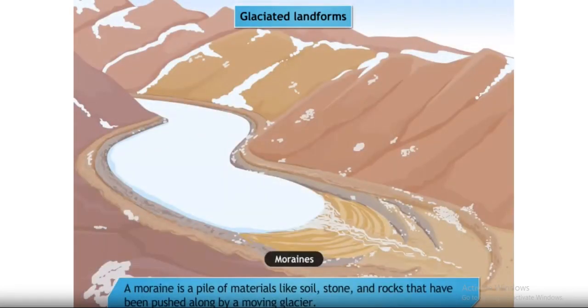A moraine is a pile of materials like soil, stone, and rocks that have been pushed along by a moving glacier. As the glacier retreats and the ice melts, these materials remain where they were deposited, forming a moraine.